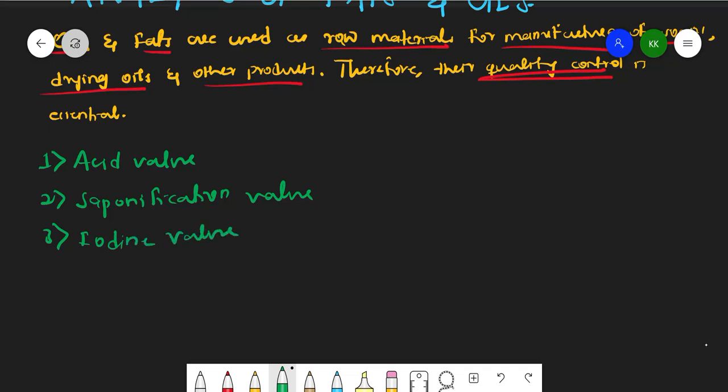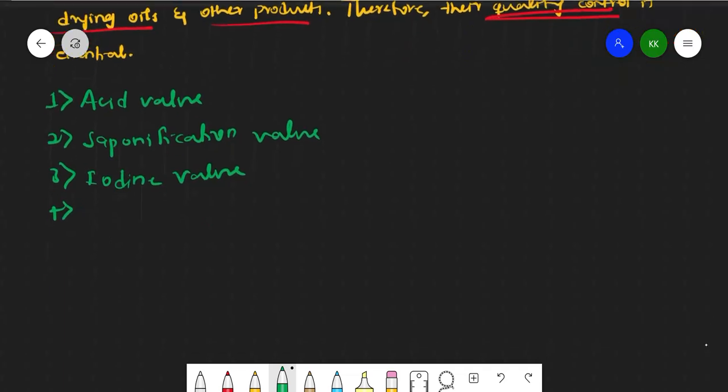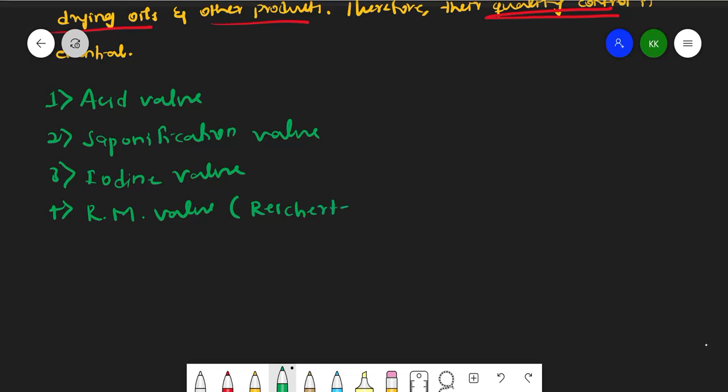I will explain why we use these parameters. Each parameter will have its own importance, right? That we shall see with this video. And the next one is RM value. What is this RM value? Let me tell you. It is by the scientists Reichert and Meissl. Instead of calling it the Reichert-Meissl value, we simply call it RM value, right? So these are the four parameters.